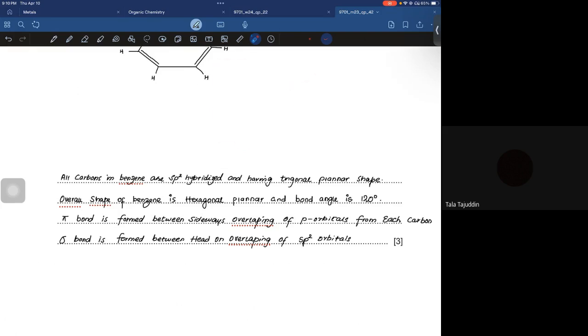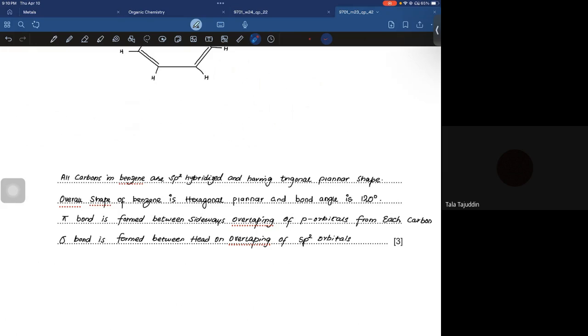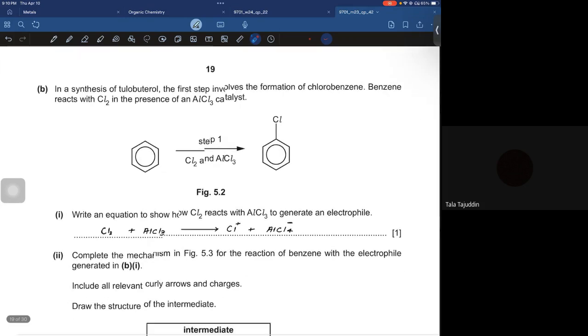But if you are talking about head-on overlapping, the overlapping area is maximum. That's the reason it's a stronger bond. More energy is required to break that bond. This is the pi bond, and this is a sigma bond.